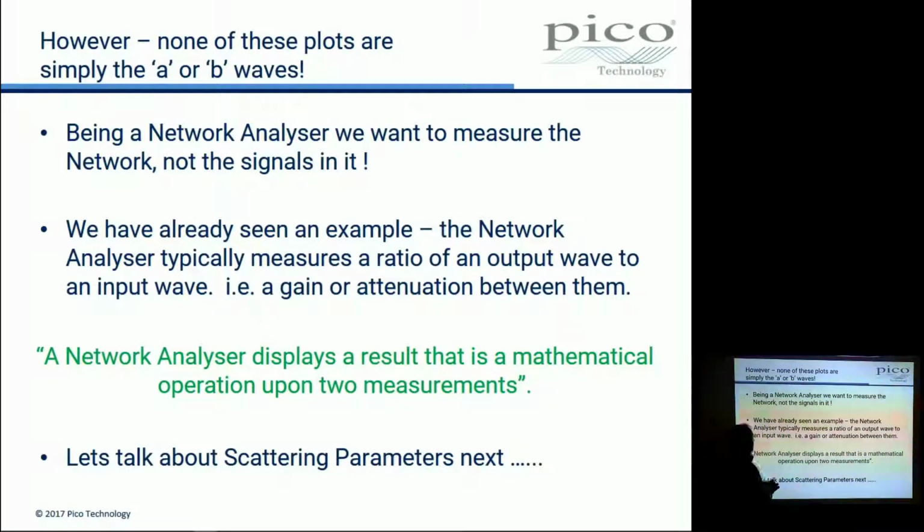We saw the example of the network analyzer typically measuring ratio of an output wave to an input wave. I did that using a PicoScope, and we gained the attenuation between them. We ratioed the output, the B wave, to the A wave, the input, and we achieved a gain plot. And that's what a scalar network analyzer does for us. So a network analyzer displays a result that is a mathematical operation on at least 2 measurements, and then puts that on the screen, not the signals themselves. Very important. Let's talk about scattering parameters.